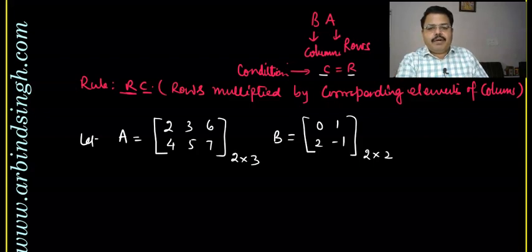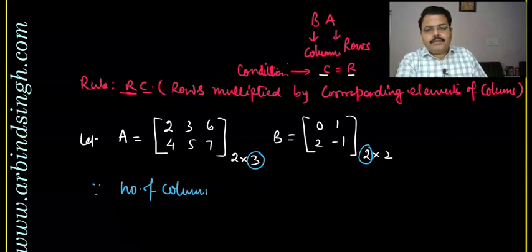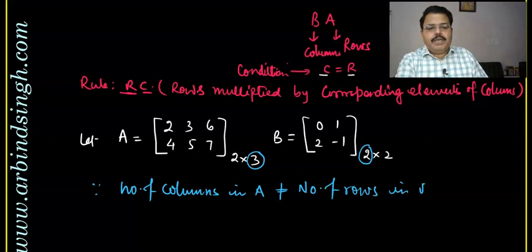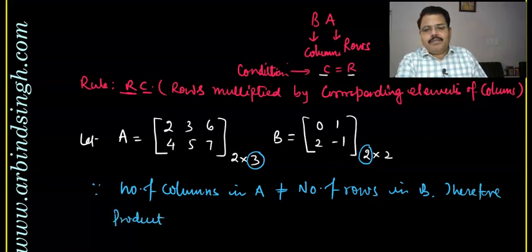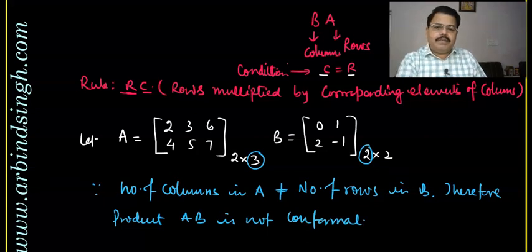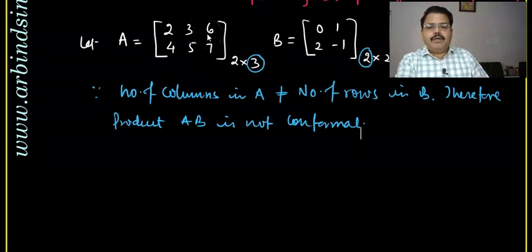So whether AB is conformal or not: the number of columns in A is 3 and the number of rows in B is 2. So they are not the same, and therefore AB is not conformal for product, since the number of columns in A is not equal to the number of rows in B. Product AB is not conformal. AB is not possible. But we are looking at whether BA is conformal or not. So BA is conformal, yes, because the number of columns in B is 2 and the number of rows in A is 2. So product BA is conformal.